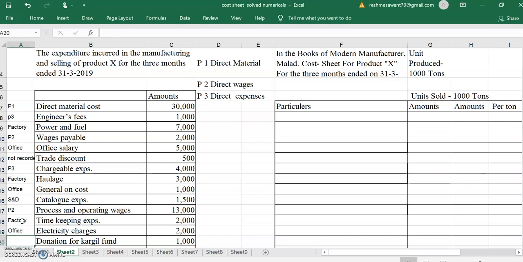Donation for Kargil, donation, and whatever the headings are there, the donation is of a financial nature. Sorry, it is recorded under the heading of financial nature. So it is not recorded anywhere in the cost sheet.